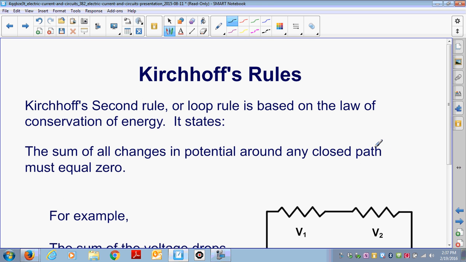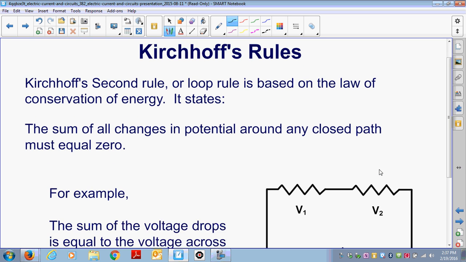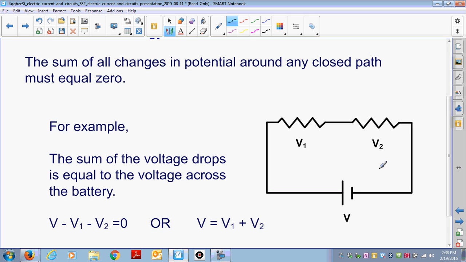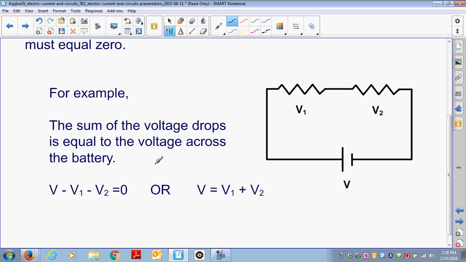Kirchhoff's second rule is called the loop rule, and it's based on the conservation of energy. The sum of all the changes in potential around any closed path has to equal 0. So that means that all of these voltage drops have to equal 0. So if we start here at the plus terminal of the battery and work our way around, we have V1 plus V2, we hit the minus, and that would be minus V. They go in the opposite direction as me.